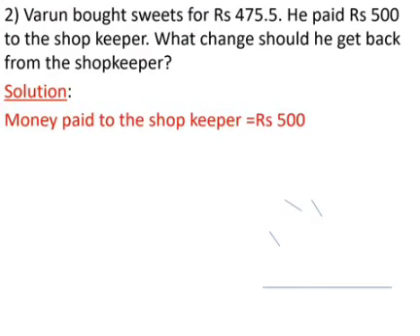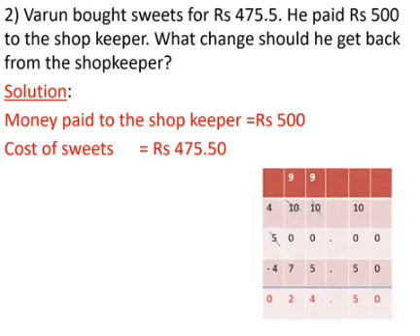Let us frame the sentence now. Money paid to the shopkeeper is rupees 500 and cost of sweets is rupees 475 and 50 paise. So let us minus. As I told you, if there is a whole number like 500, you have to put the decimal point and add 2 zeros over there. Below that I have arranged minus 475.50. Let us minus it.